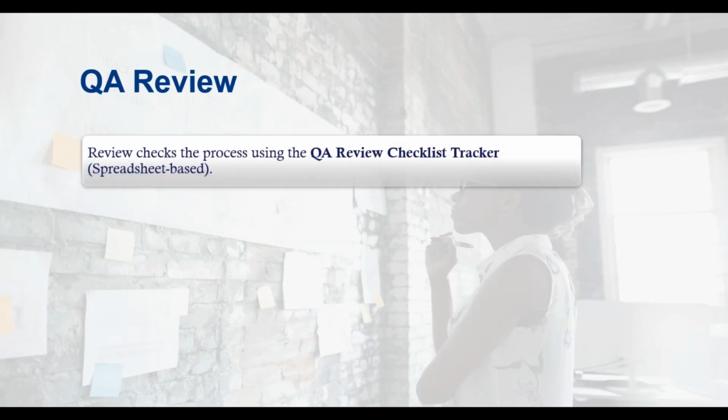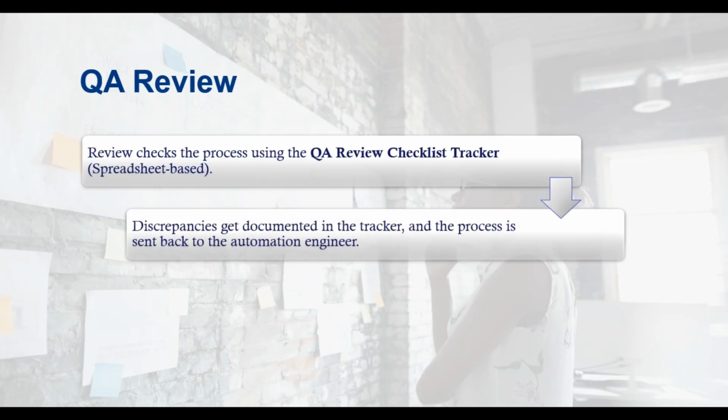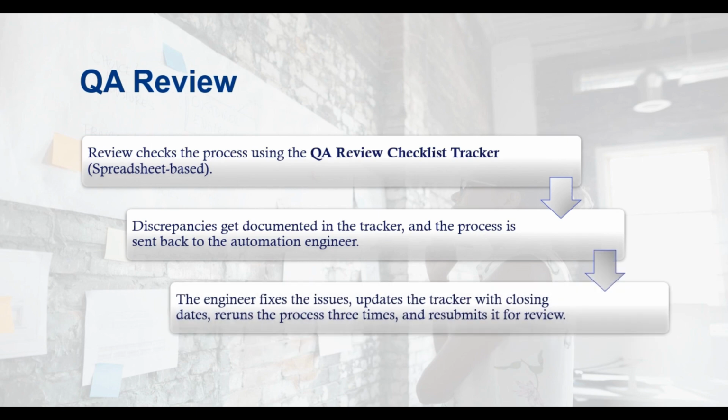Here's the workflow in a nutshell. The reviewer checks the process using the QA review checklist tracker, which is a spreadsheet filled with review items. Any discrepancies get documented in that tracker, and the process is sent back to the automation engineer. The engineer fixes the issues, updates the tracker with closing dates, reruns the process 3 times, and resubmits it for review. This cycle continues until the process meets all review criteria. It may feel repetitive, but this loop is what builds robust, reliable automation.